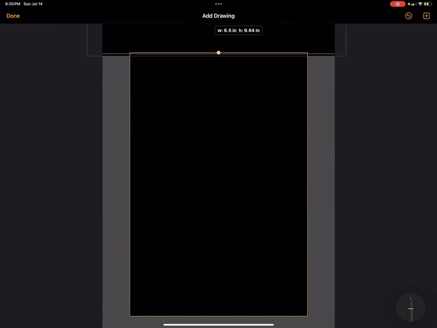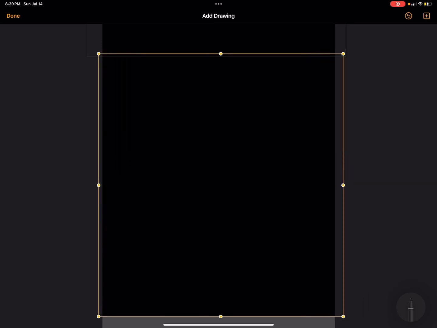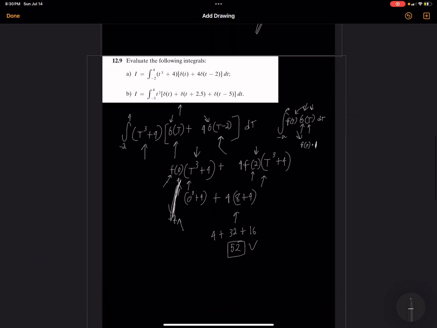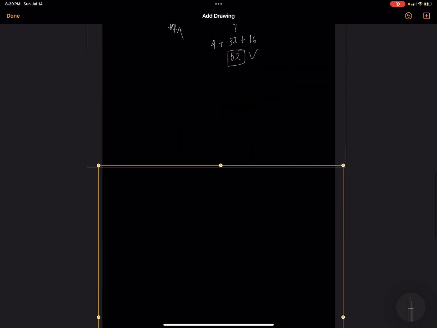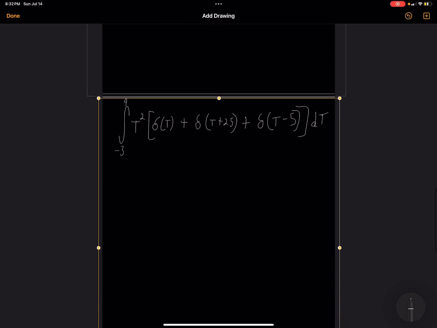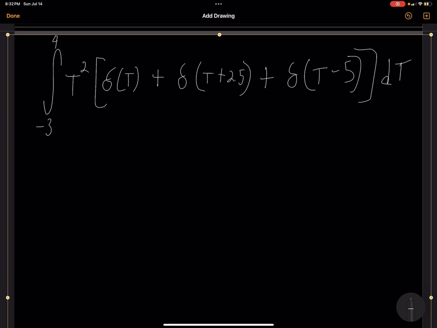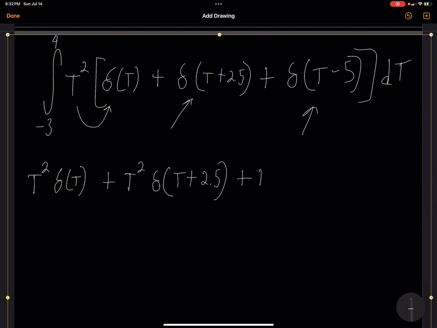Now let's do the second one. Okay. Let me draw it real quick. Okay, so now we have this next set of problems here. So first we're going to distribute this t squared to everything to make it look nice and good. So we got this, plus t squared times the Dirac delta function of t plus 2.5, plus t squared times the delta of t minus 5, dt.